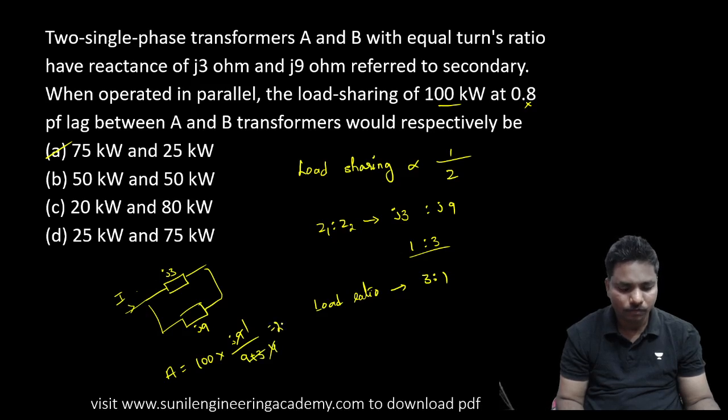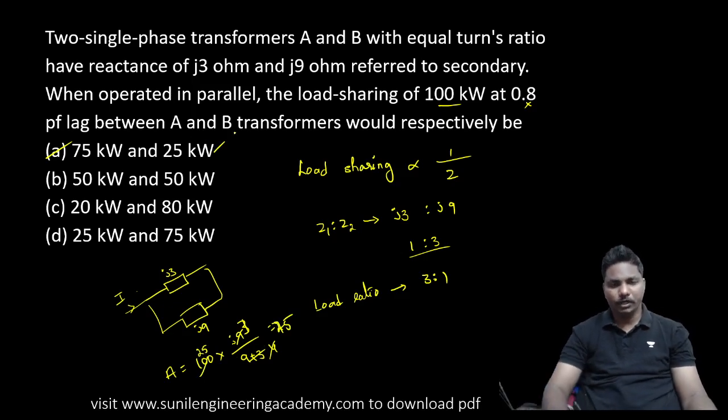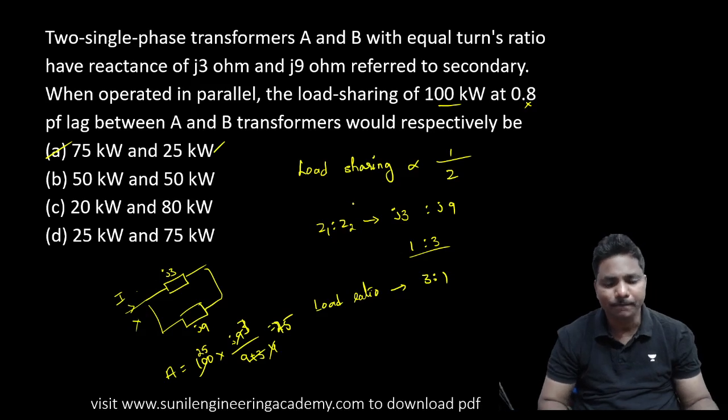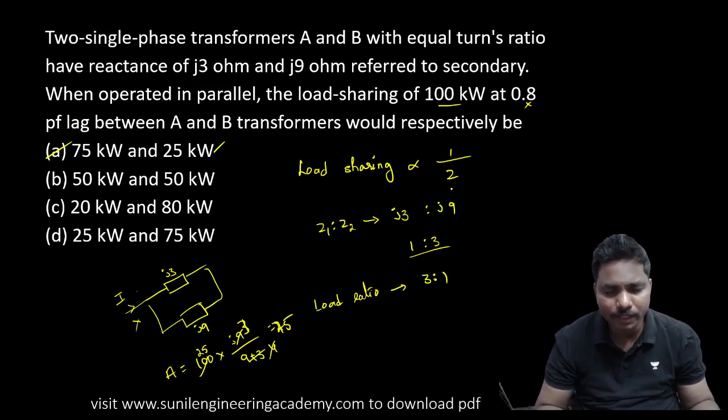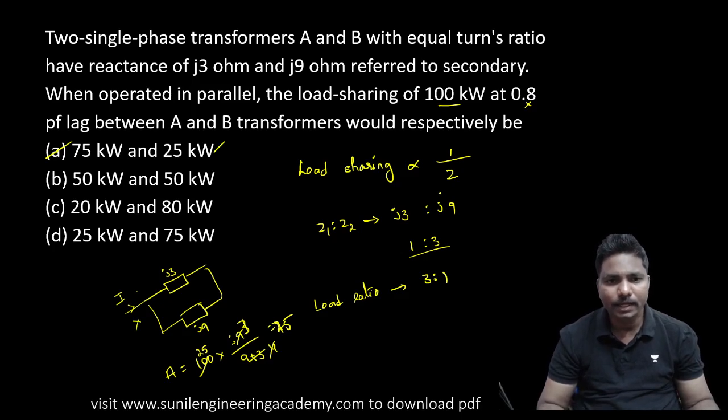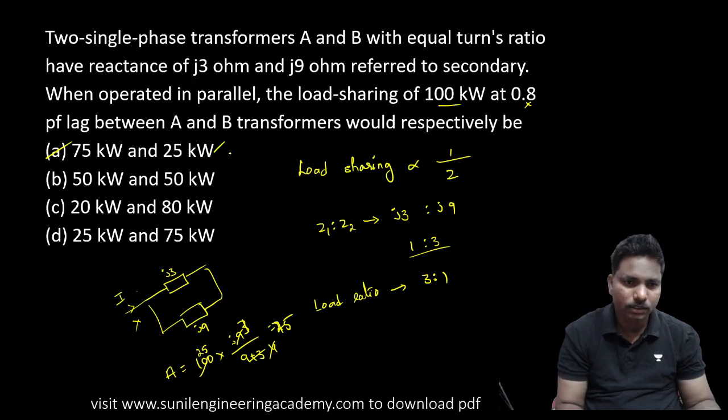12 means 3 by 4. Okay, 3 ones, 3 fours. So 100 into 3 by 4 is 75, and 100 into 1 by 4 is 25. So one is 75, another one is 25. No need to calculate this one also. Load sharing is inversely proportional to their impedances or reactances. Higher the reactance, lesser the load sharing. So the answer is option B.